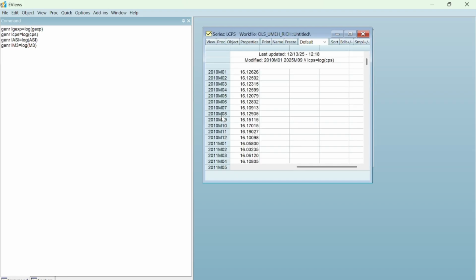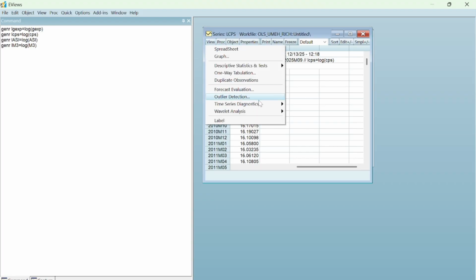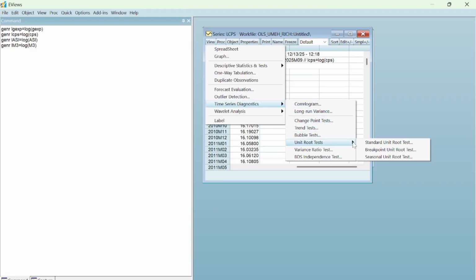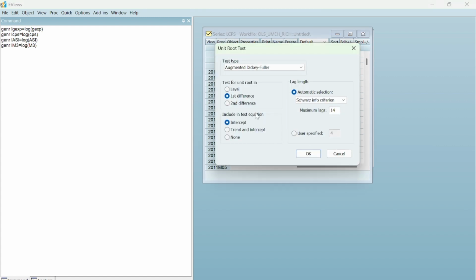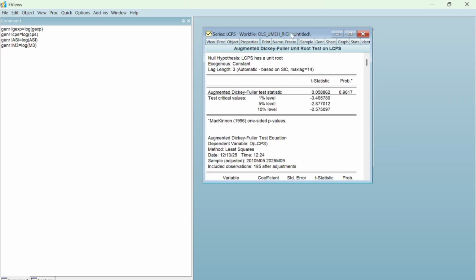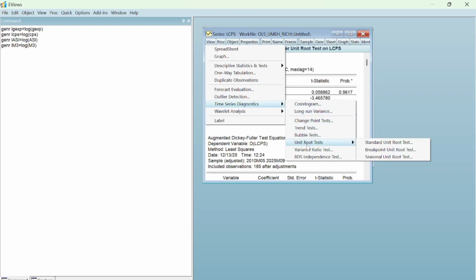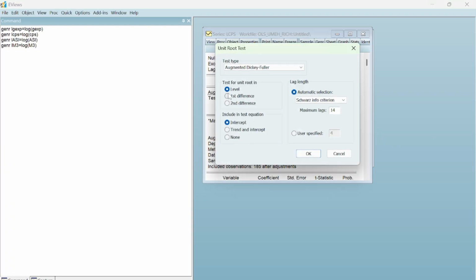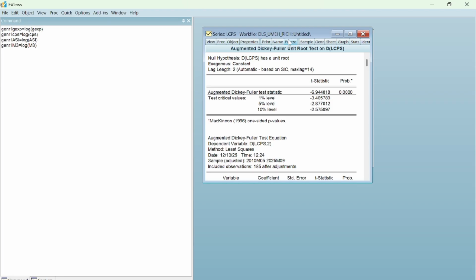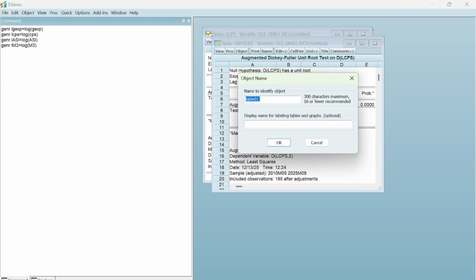Then the next one you have to check is credit to private sector. We also logged it. You click on view, we check for the unit root tests. Let's check for level. And then we saw that it's not significant at level. Then we go to view, we go to time series diagnostics, we go to unit root test. We check again, and this time at first difference. And we saw that it's significant at first difference. You can also freeze and you name it. You say credit to private sector was significant at I1.